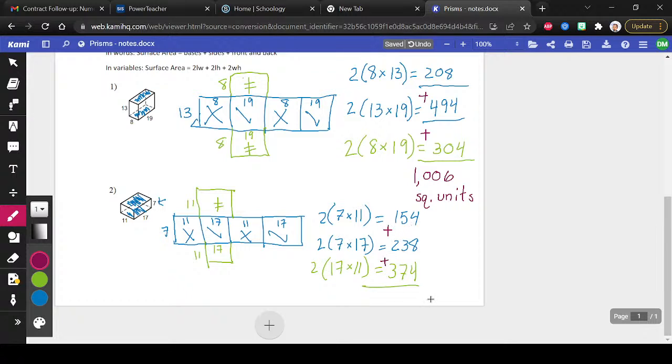154 plus 238 plus 374. And that gives us 766 units squared. So this is how we find the surface area of a right rectangular prism.